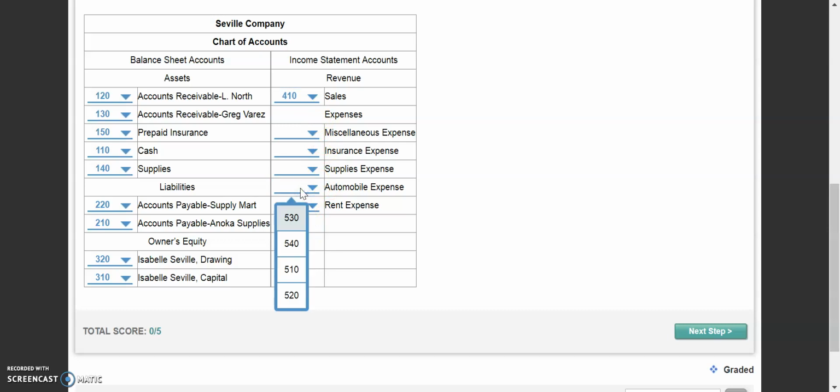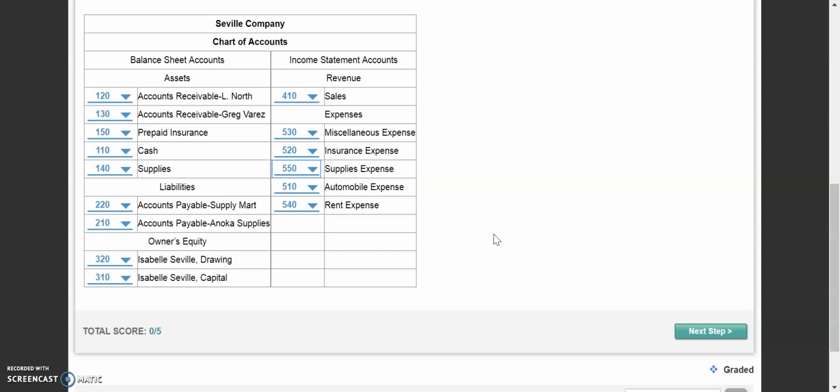So we start with automobile expense, which would be 510. Then we go to insurance expense, 520. Miscellaneous is 530. Rent is 540. And supplies is 550. So yes, everybody, you do need to know your alphabet. If you need to sing the ABCs to remember to get those right, go ahead and do that.